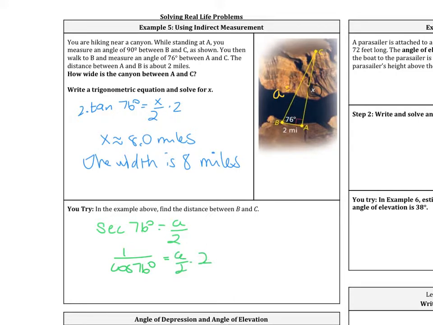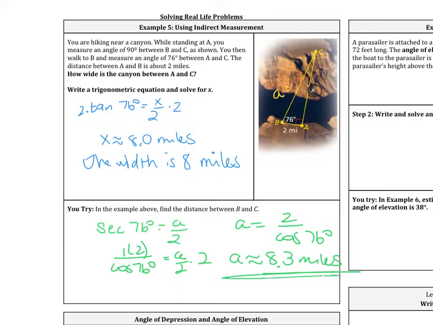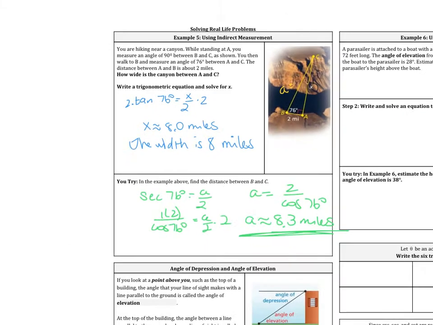Then you multiply by 2 to both sides. Remember, that goes in the numerator. So you're really evaluating a equals 2 over cosine of 76 degrees. Once you plug that into your calculator, you would get approximately 8.3 miles. Now, does that make sense? This is the hypotenuse, right? So it should be longer. So the distance between B and C is 8.3 miles, and you could write a sentence on that.